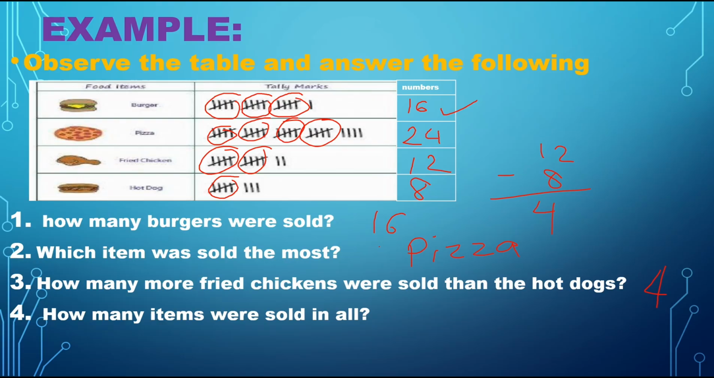How many items were sold in all? So total how many items were sold in all? Check. 16 plus 24, that is 40. 40 plus 12 is 52. 52 plus 8 is 60. So total 60 items were sold in all. Have you understood? So this is the way to find the question answers for tally marks.